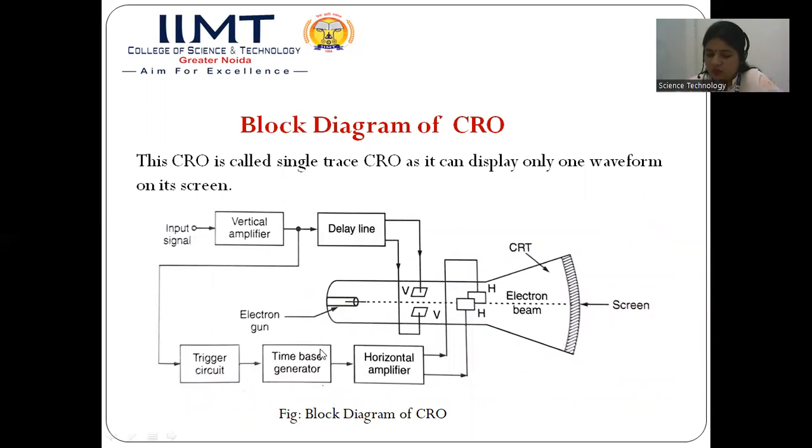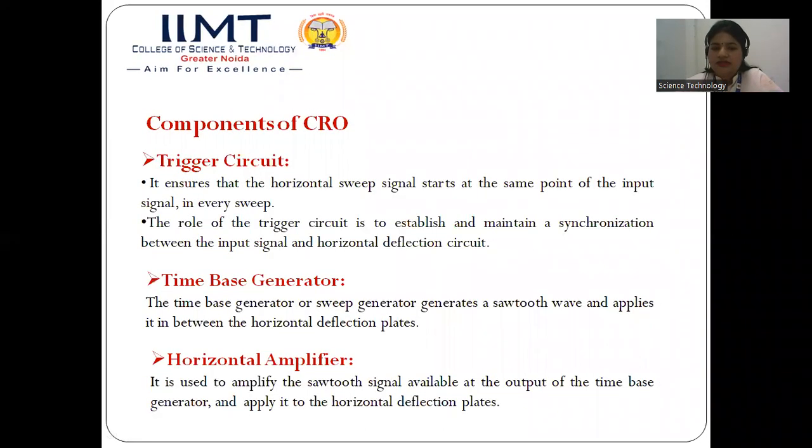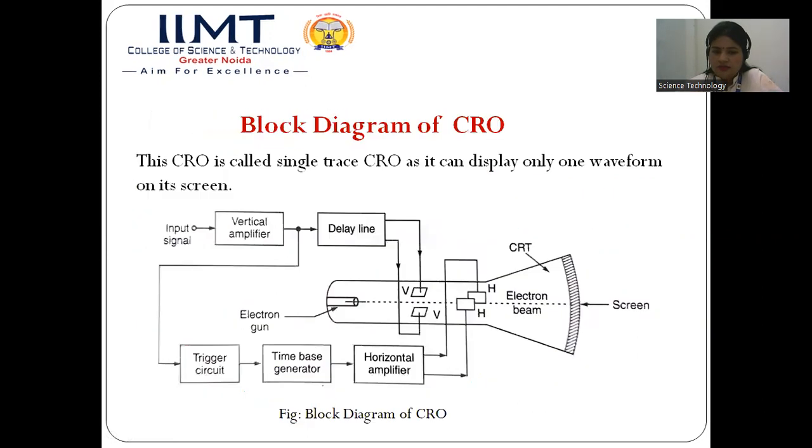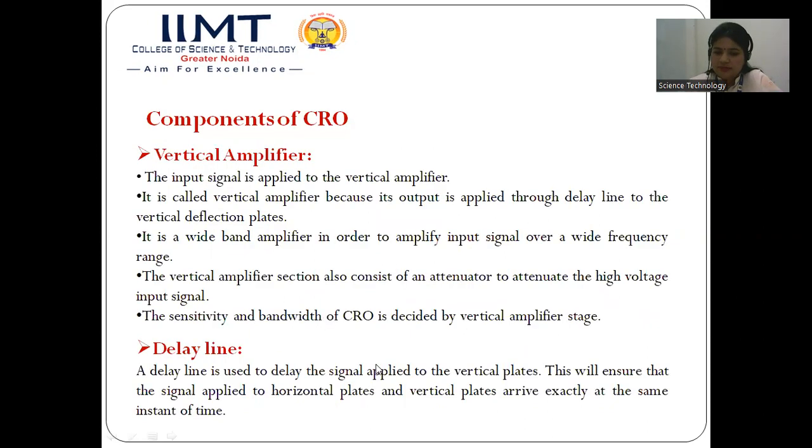Next, we have the time-based generator or sweep generator. This we have already discussed in detail in a previous slide. The function of the time-based generator or sweep generator is to generate the sawtooth wave, and then it is applied to the horizontal deflection plate. Next part is the horizontal amplifier. Between the time-based generator and the horizontal plate, we have this horizontal amplifier.